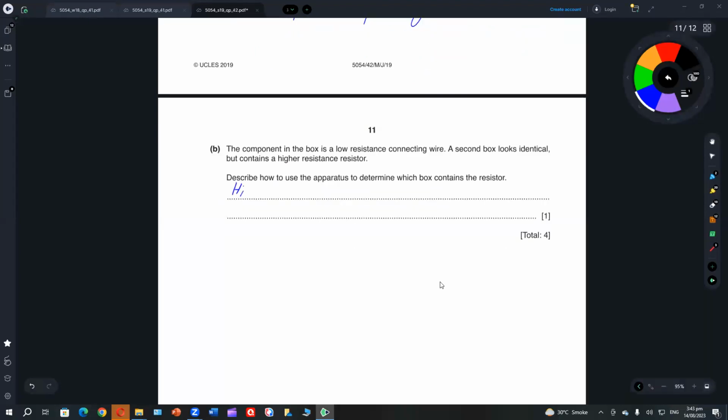So when it is a high resistance, less current, less brightness. So we can identify the high resistance terminal because the lamp would be dim.